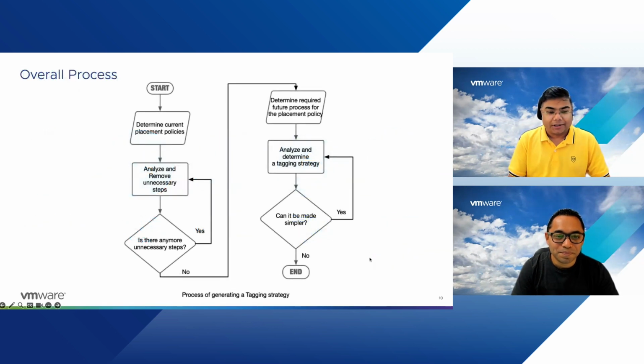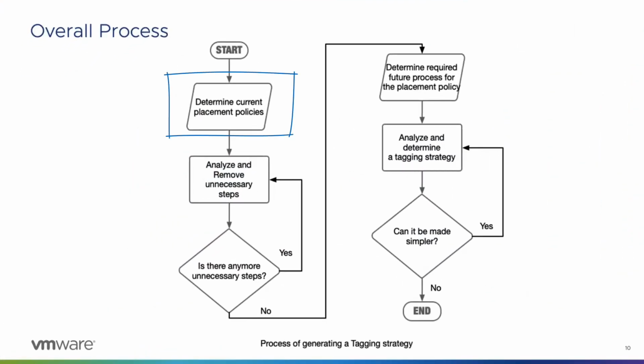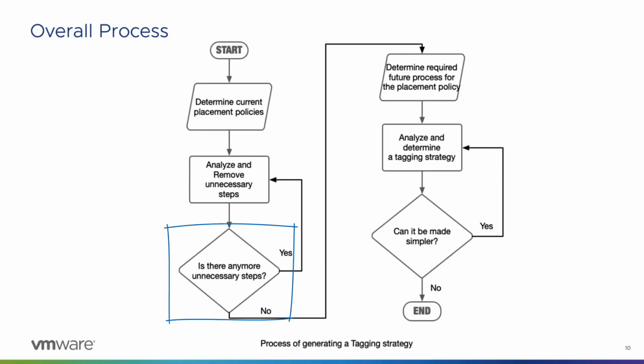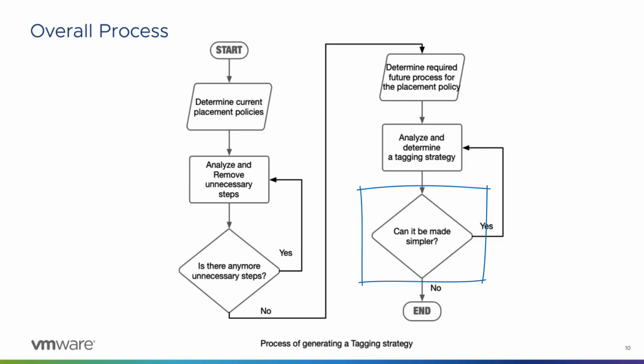This flowchart shows the tagging strategy. So you start with determining the current placement policies, how it's placed today, analyze and then remove unnecessary steps, then repeat that process, rinse and repeat until you do not find any more unnecessary steps. And then you go to the next stage, which is to determine the required future process for the placement policy. And then based on that, you determine a tagging strategy. And then you again rinse and repeat, asking yourself the same question: can it be made simpler? Yeah. Till the time you cannot make it any simpler. Otherwise, you come to a perfect tagging strategy for that environment.